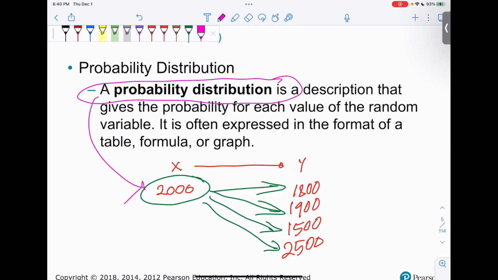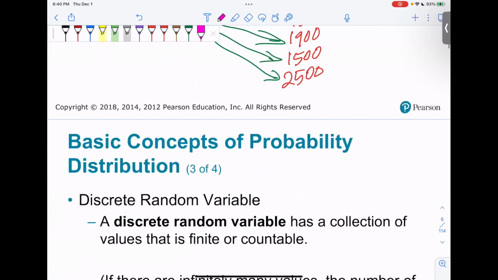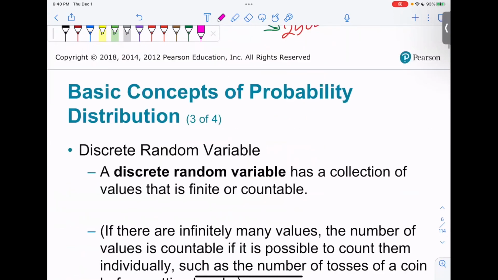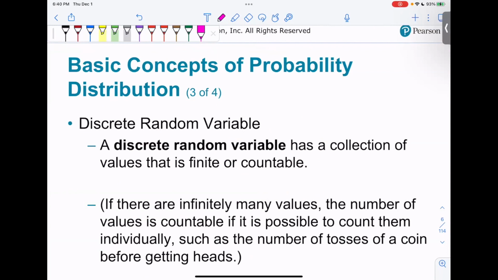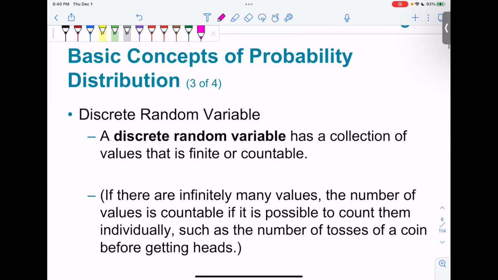Okay, and this kind of distribution might be just a formula, a table, or a graph. So we have three things we can find in a probability distribution. We will see them in a second: table, formula, or graphs. So discrete. I think by now you already know the discrete. A discrete random variable is one that is countable, right? We did say discrete if it's countable. So if we study something countable or finite.